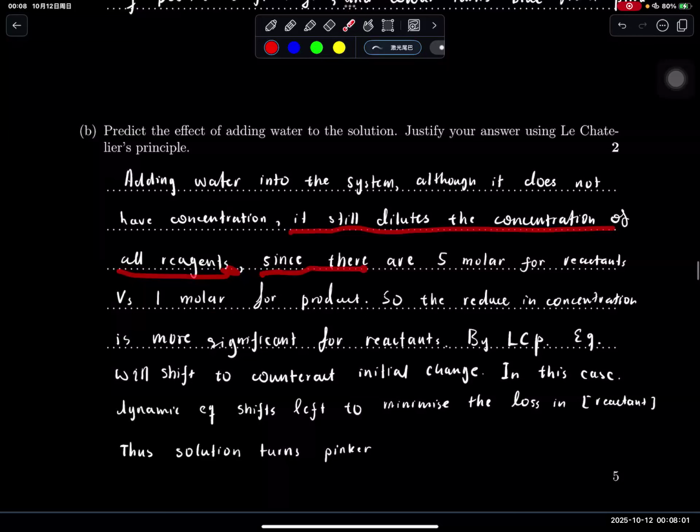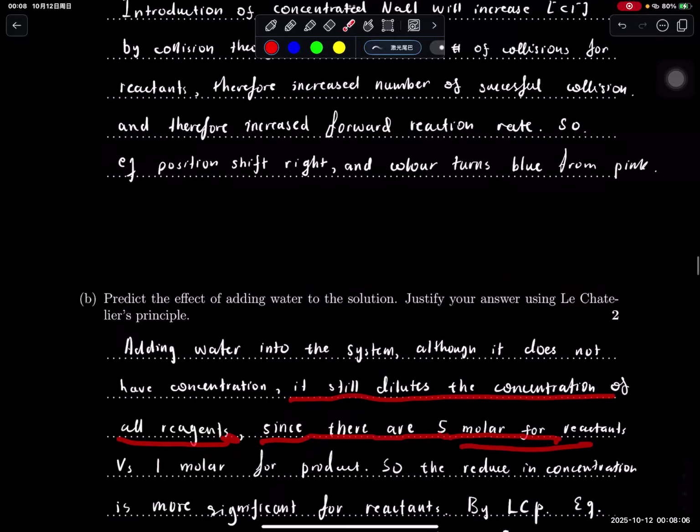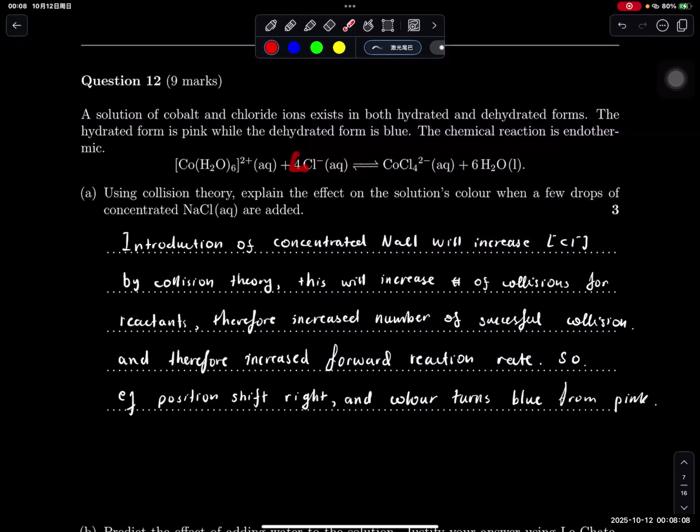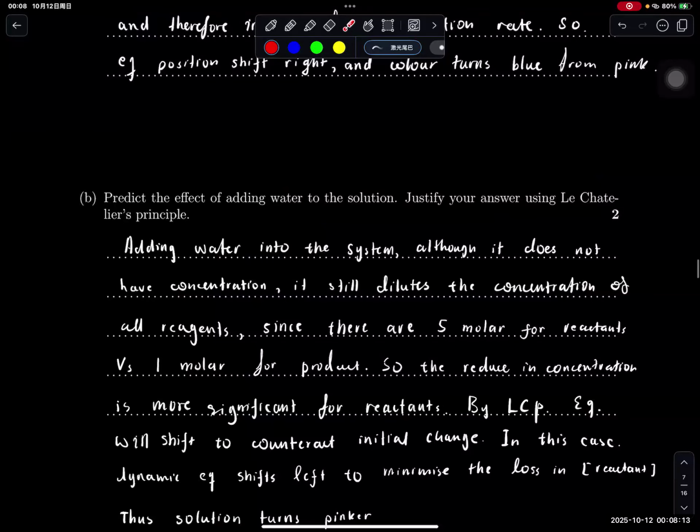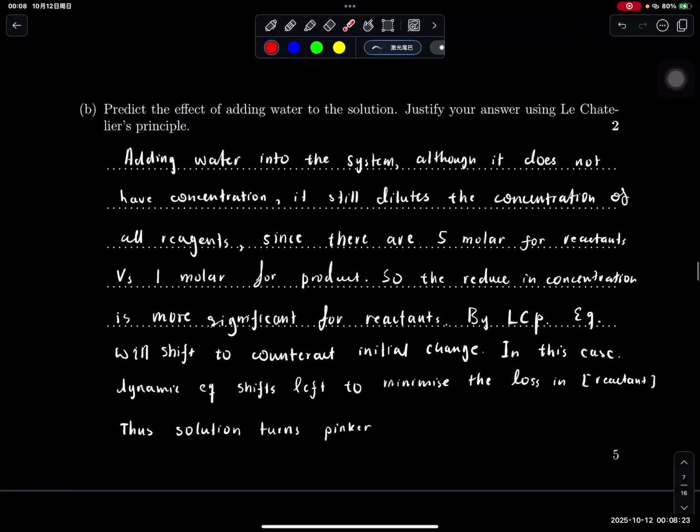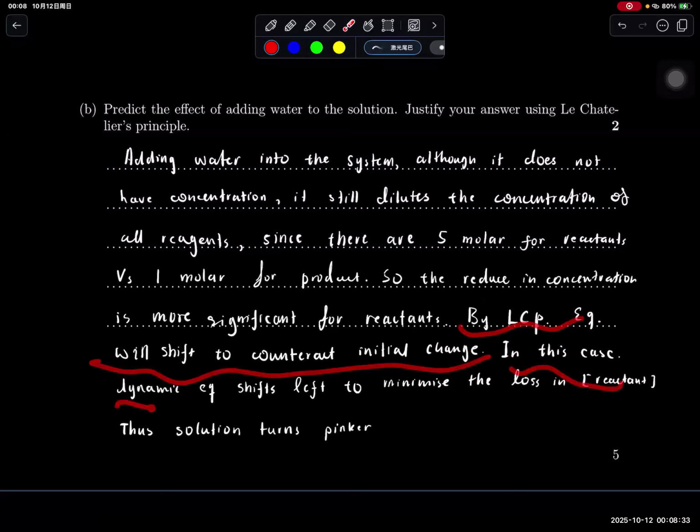Since there are 5 molar, is it 5 molar of reactants? Yeah. Sorry, this is 4, so in total, it's 5. So it's 5 molar of reactants versus 1 molar of product on the right hand side, so the reduction in concentration is more significant for reactants. Therefore, by Le Chatelier's principle, the equilibrium will shift to counteract the initial change. In this case, this is me defining LCP, and then this is me addressing the question. So that's the sample answer.